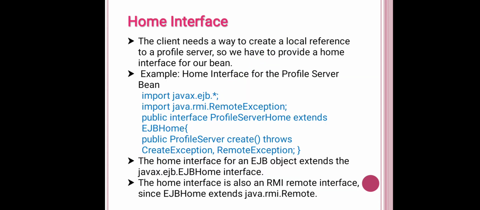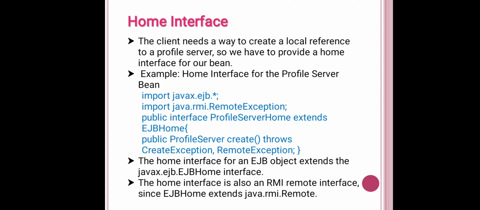Next, we have to discuss more about home interface. The client needs a way to create a local reference to a profile server, so we have to provide a home interface for our bean. Here is an example of home interface for the profile server. In this example, this home interface provides a single create method that takes no arguments and returns the bean's remote interface type profile server.